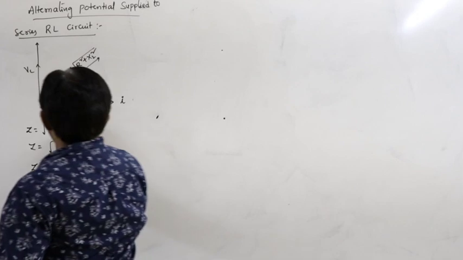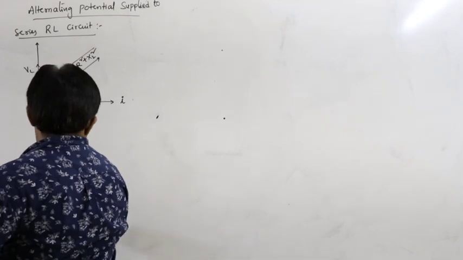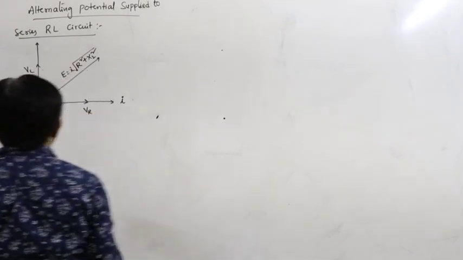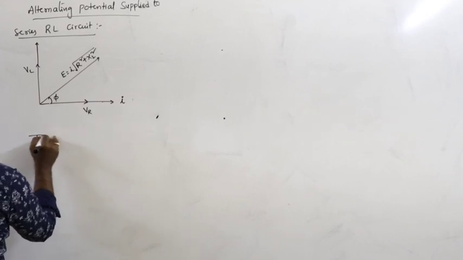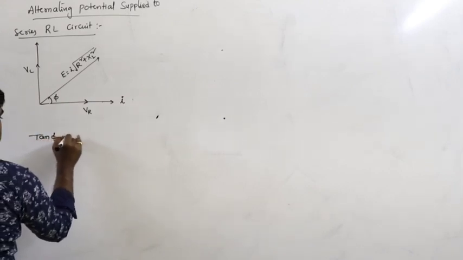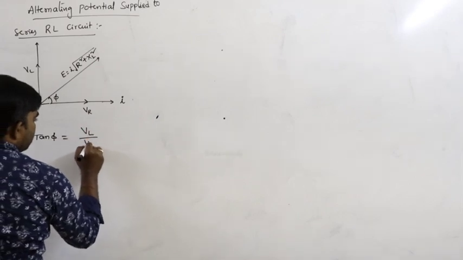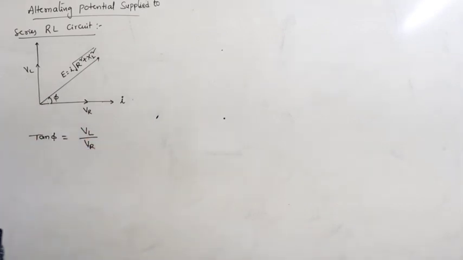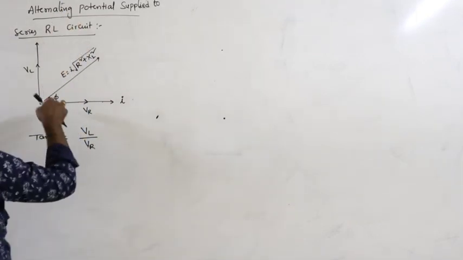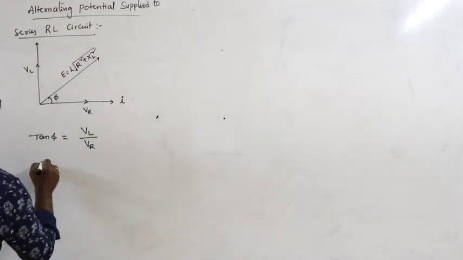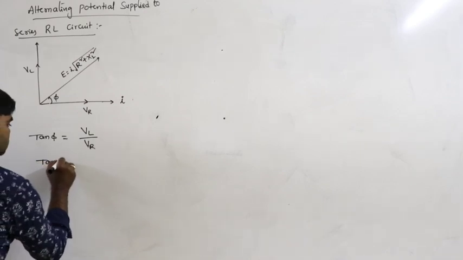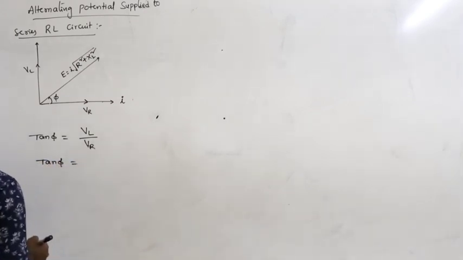Next, what is the phase difference here? From this graph, we can write tan phi is equal to opposite side by adjacent side, that means VL by VR. Tan phi is equal to VL by VR. This is the opposite side and this is the adjacent side. So tan phi is equal to VL, what is VL?